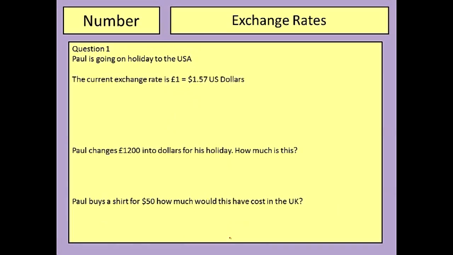Here's a question for you to have a go at. Paul's going on holiday to the USA. I've given you an exchange rate of £1 equals 1.57 US dollars. Start by writing out that guide that I did on the previous two examples. Then have a look at the two parts of the question. Pause the video here, hit play when you're ready for some answers.